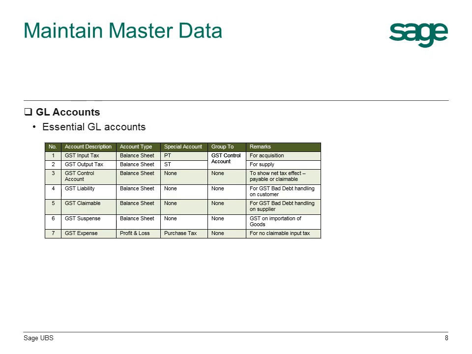The 7 GL accounts here are customs recommended GL accounts. GST input tax for acquisition, GST output tax for supply, GST control account to show net tax effect payable or claimable, GST liability for GST bad debt handling on customer, GST claimable for GST bad debt handling on supplier, GST suspense for GST on importation of goods, and GST expense for no claimable input tax.